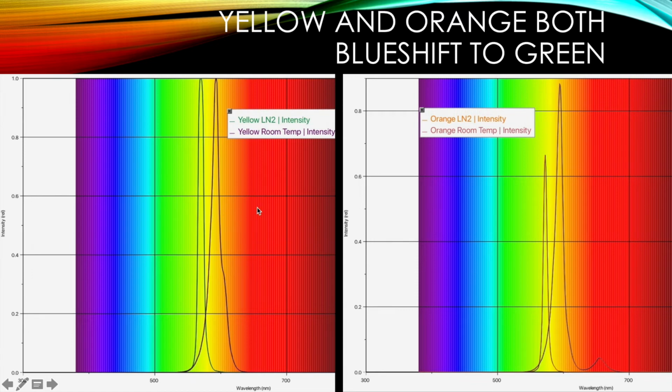And so even though there is a blue shift, and that does explain that they're going to green, to explain the entirety of it, you also have to think about what's happening to the population of electrons when they transition. The ones that were lower energy are missing at the liquid nitrogen temperature.